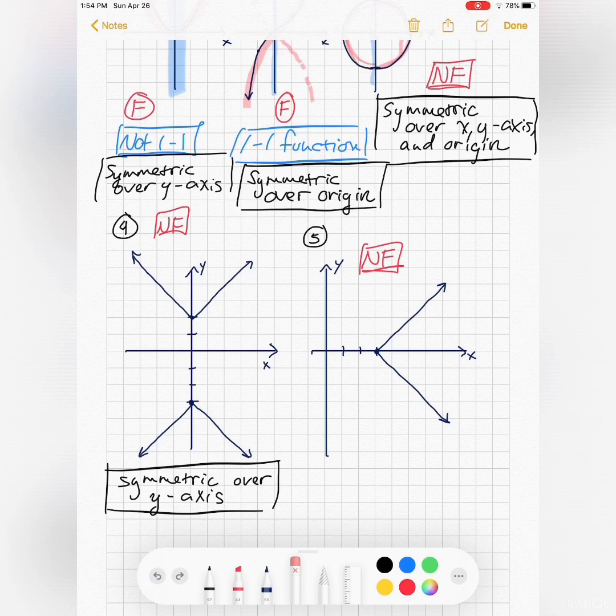What about 5? Well, 5, if I fold over the x-axis, this lands here. Okay, so this guy is a graph that's symmetric over the x-axis.